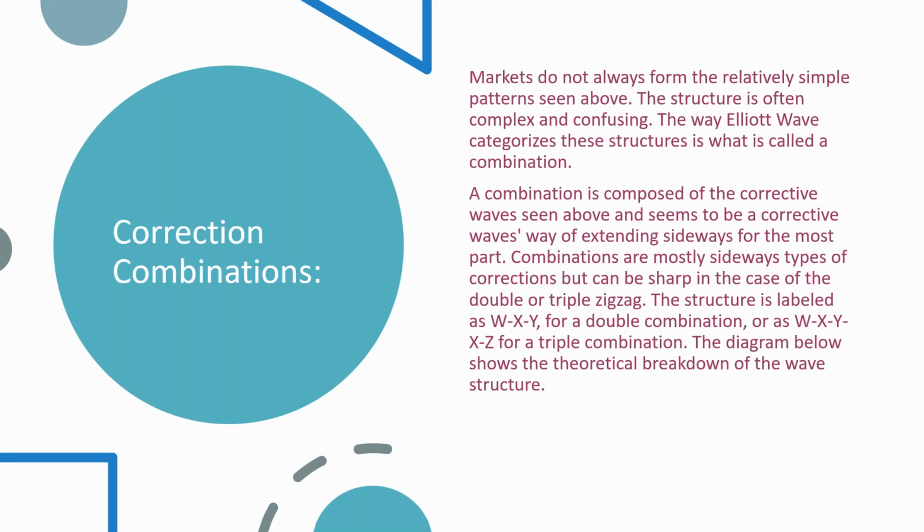The way Elliott wave categorizes these structures is what is called a combination. A combination is composed of the corrective waves seen above and seems to be a corrective wave's way of extending sideways for the most part. Combinations are mostly sideways types of corrections that can zigzag. The structure is labeled with a WXY for a double correction or a WXYXY.